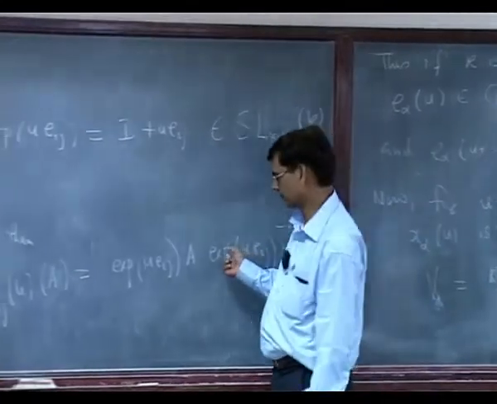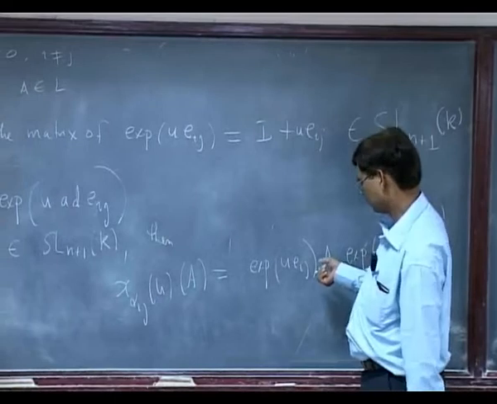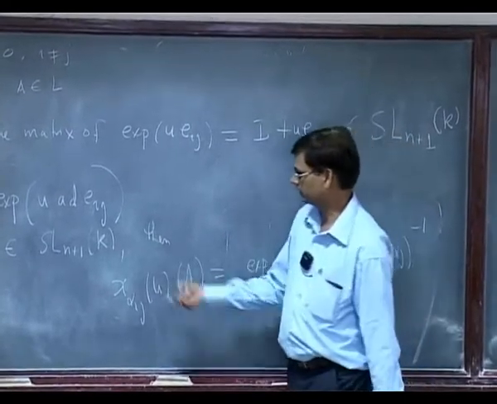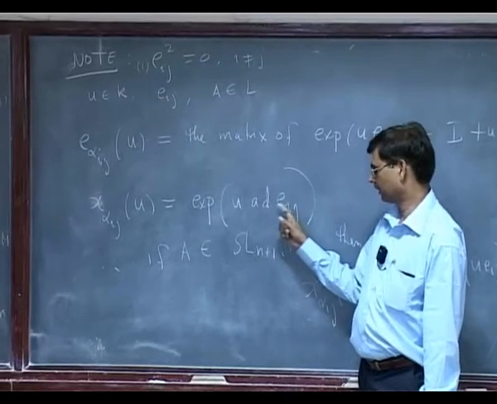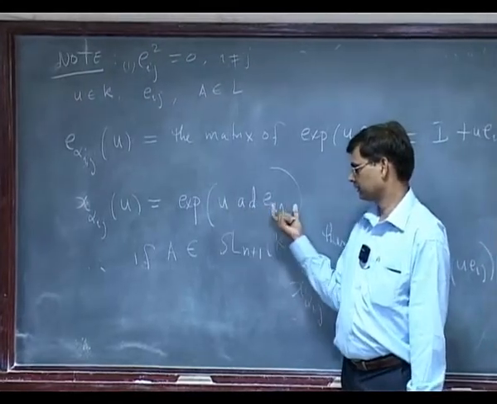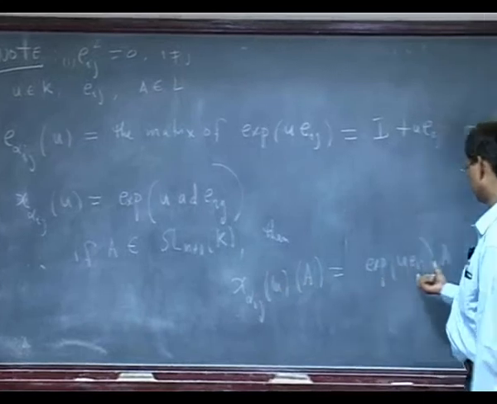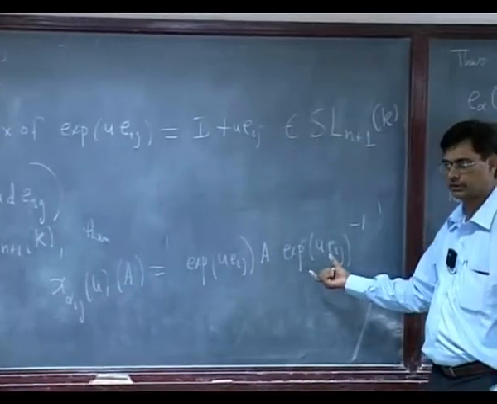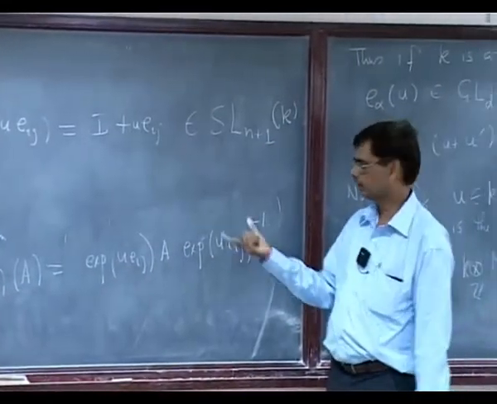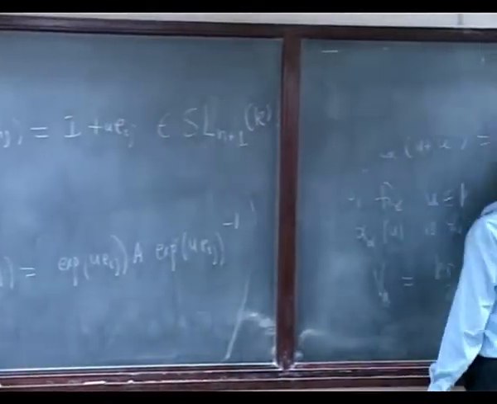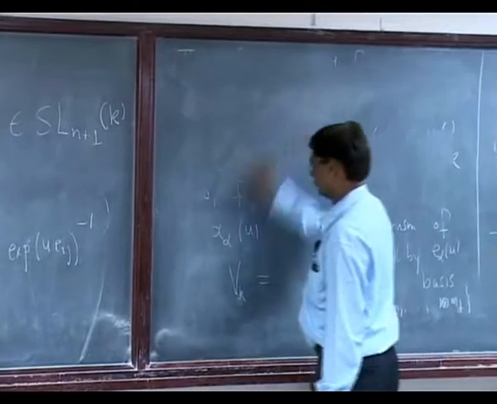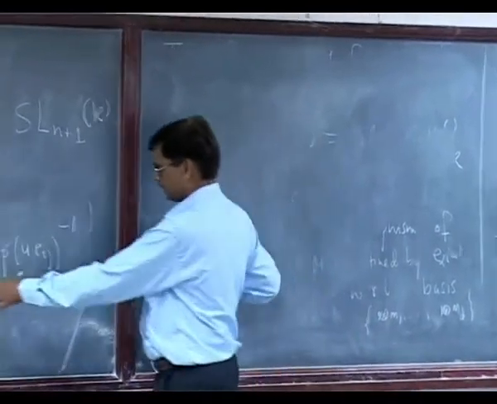This exercise was given yesterday or today. Since this is nilpotent, u times this is precisely this matrix. Therefore, we have a correspondence with this. So it takes A to this transformation.